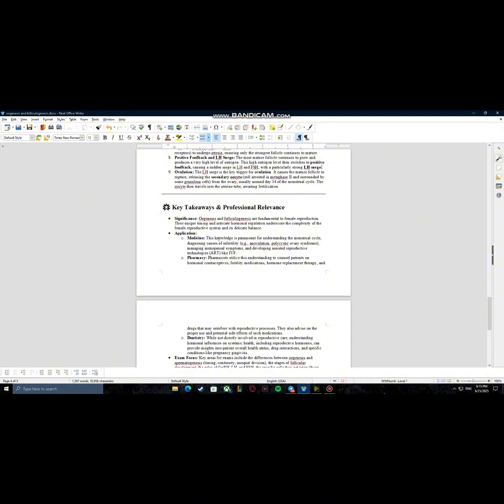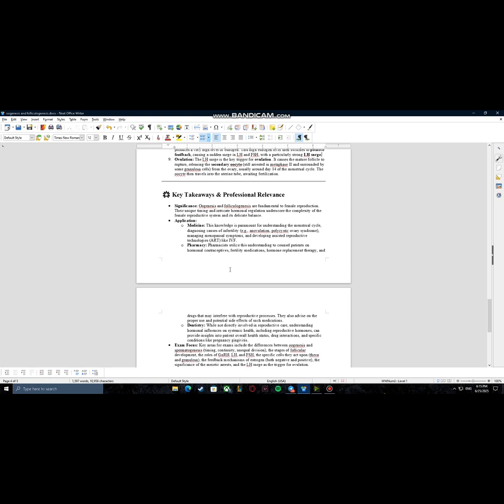Medicine. This knowledge is important for understanding the menstrual cycle, diagnosing causes of infertility, anovulation, polycystic ovary syndrome, managing menopausal symptoms, and developing assisted reproductive technologies, ART, like IVF.